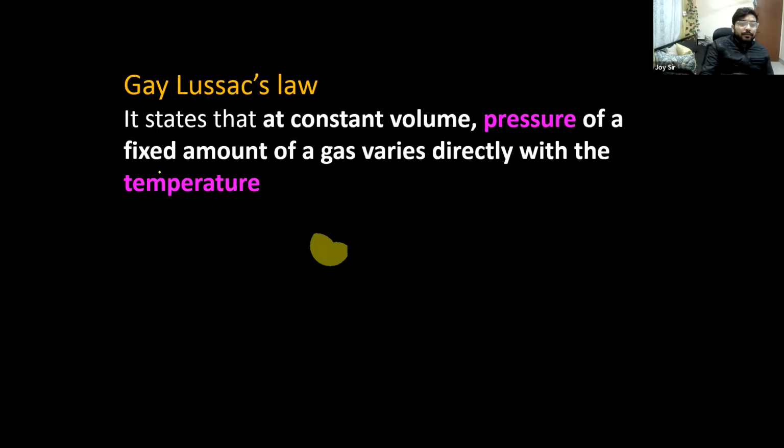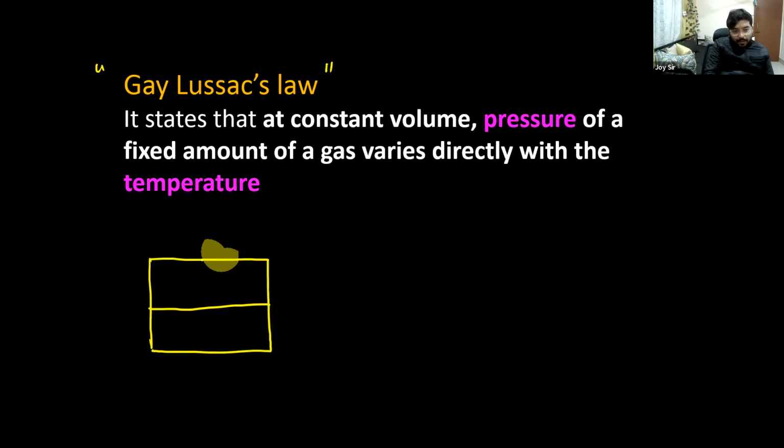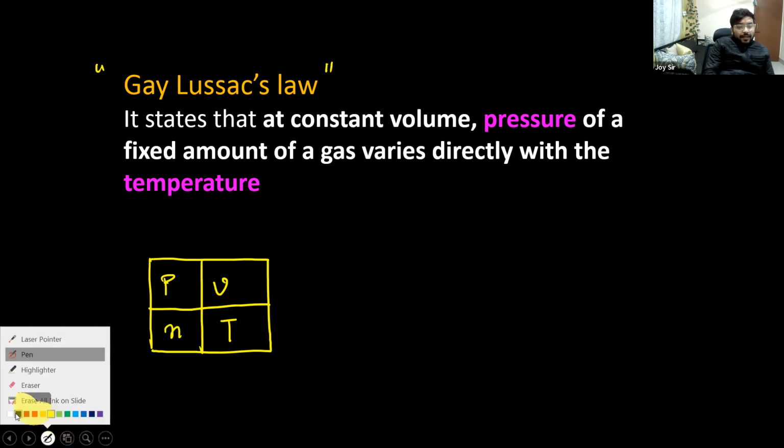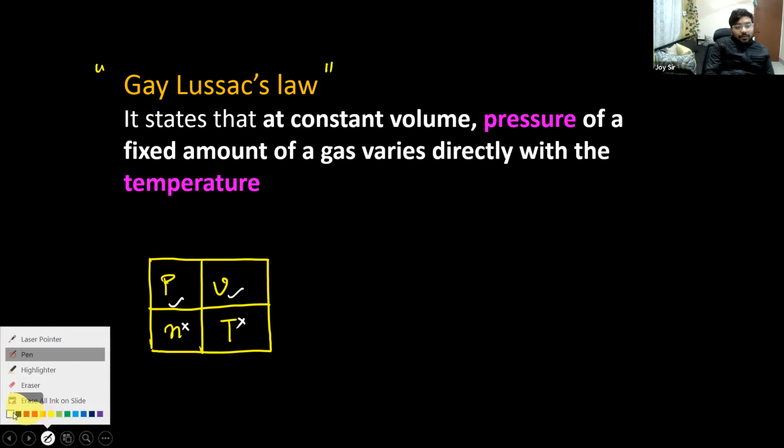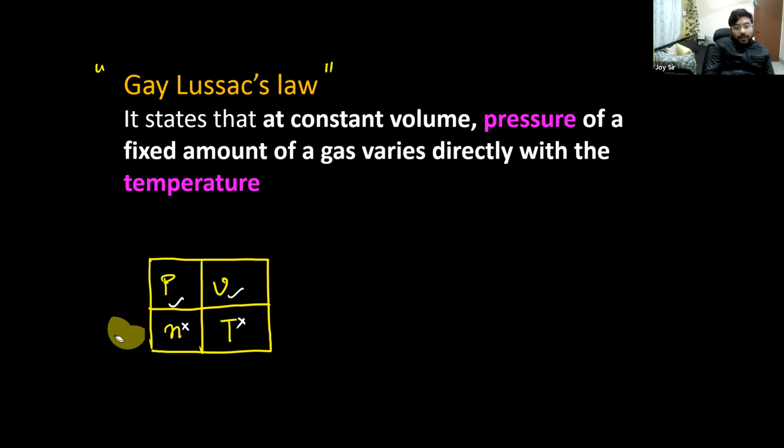Okay, next is Gay-Lussac's law. See, it states that at constant volume, we have this parameter, we'll keep on checking it, okay? Pressure, volume constant: P1 V1 equal to P2 V2. If two variables are there, suppose pressure and volume are variable, then number of moles and temperature are constant. That was in case of Boyle's law. In Charles' law, volume and temperature are variable, pressure and number of moles constant. Correct?